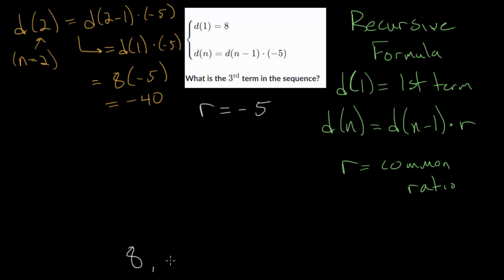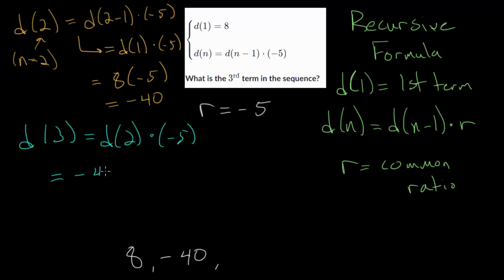We know we have 8 for the first term, then -40 for the second, but we need to find the third term. So let's plug in d of 3, since now we know d of 2. And when n is 3, we have d of 3 minus 1, which is just d of 2. So the second term multiplied by -5. And the second term was -40. And -40 times -5 would be positive 200. So that is our third term. That's what we're looking for. So this should be our final answer.